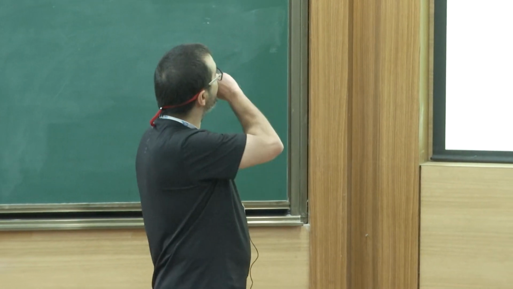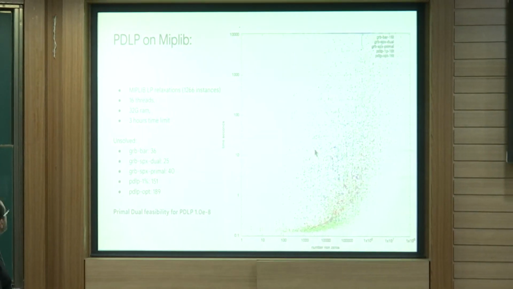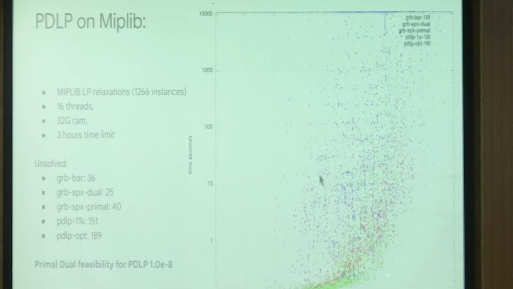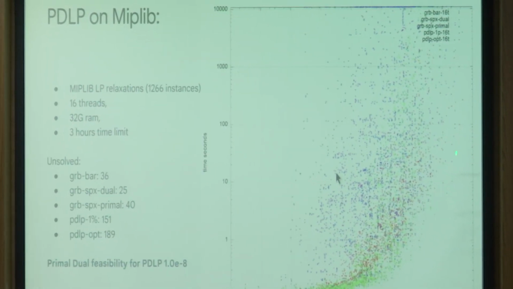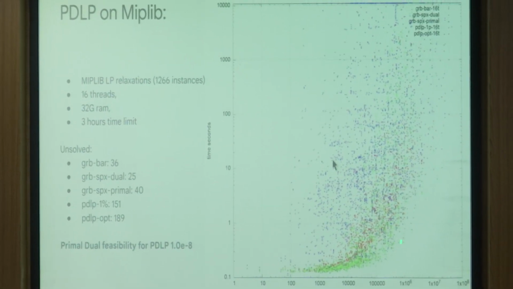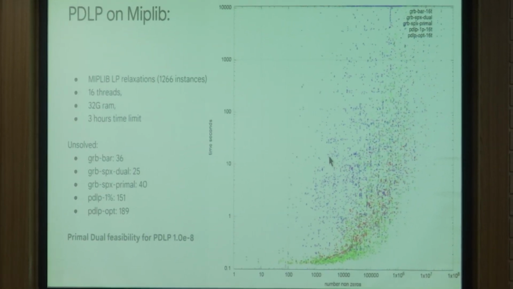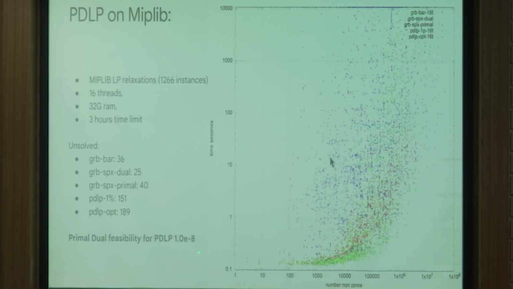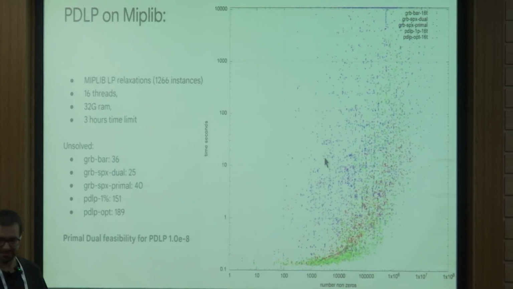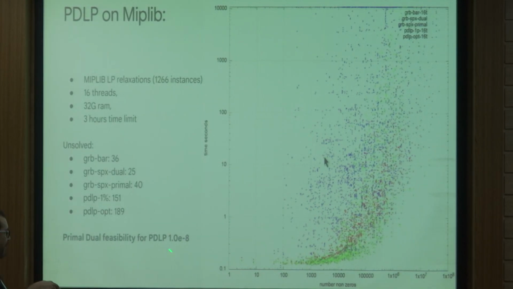So what PDLP does on MIP, this is the same instances, and it's not as good. But you will see here that there are some instances where PDLP is better, especially on the larger side. And it's not surprising. This is 16 threads, it's still feasibility 10 to the minus 8, which is probably too tight. This is what David thinks we should be using. I don't agree. I think that we should be using 10 to the minus 6, but it's his code, so he took the lead on that one.